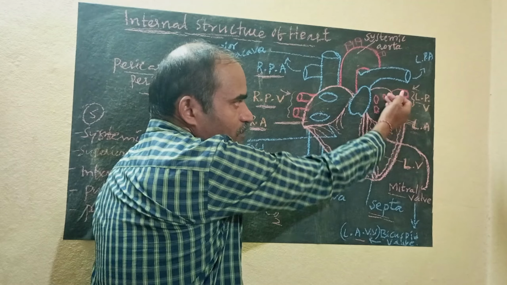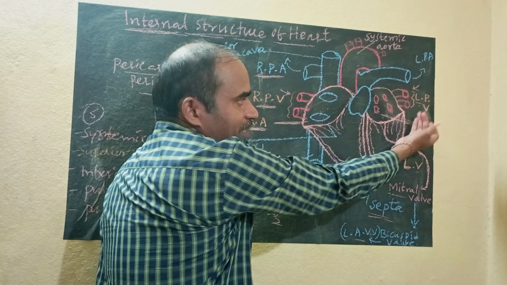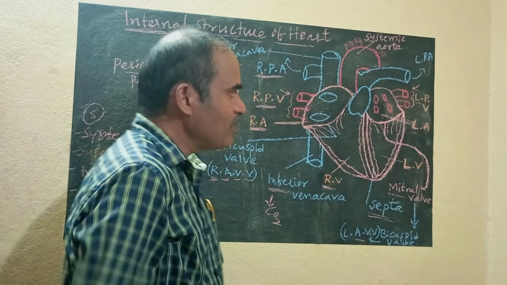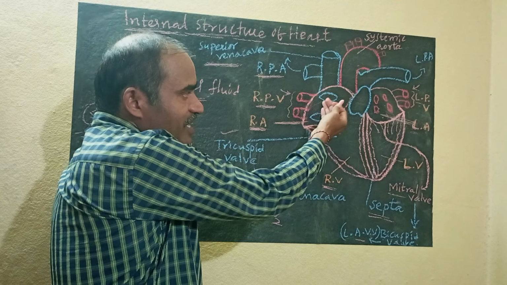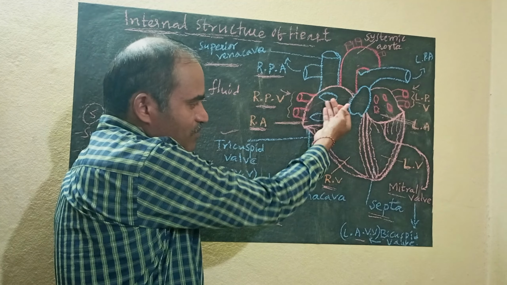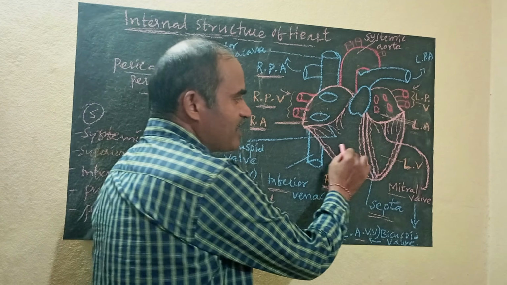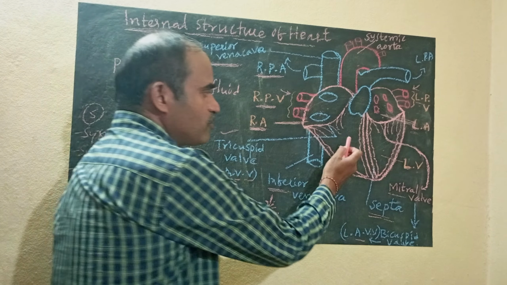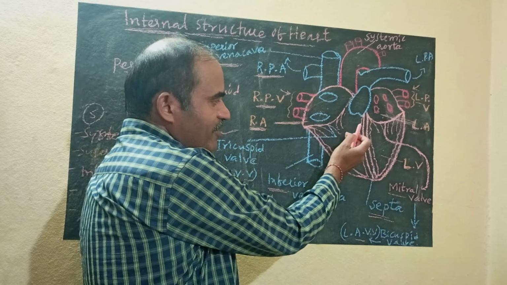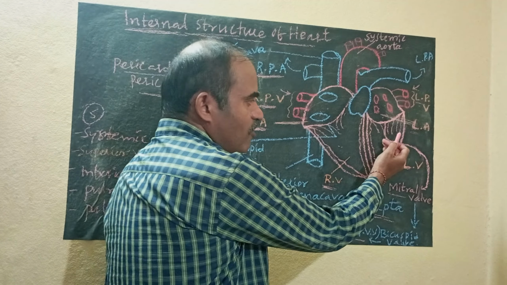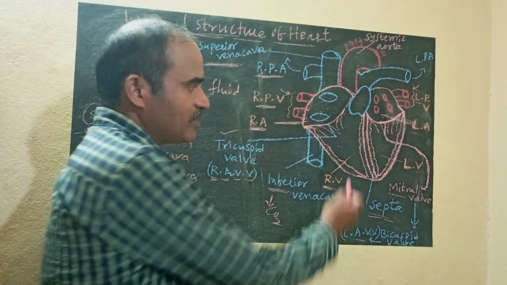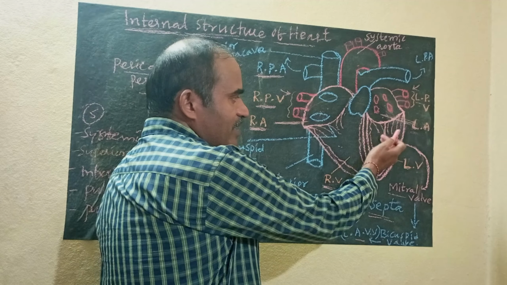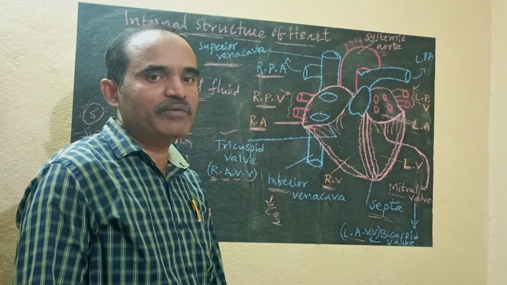So from the left atrium, oxygenated blood flows into the left ventricle, and from the right atrium, deoxygenated blood flows to the right ventricle. Now the blood is in the lower two chambers: deoxygenated blood on one side and oxygenated blood on the other. Deoxygenated and oxygenated blood will not be mixed.